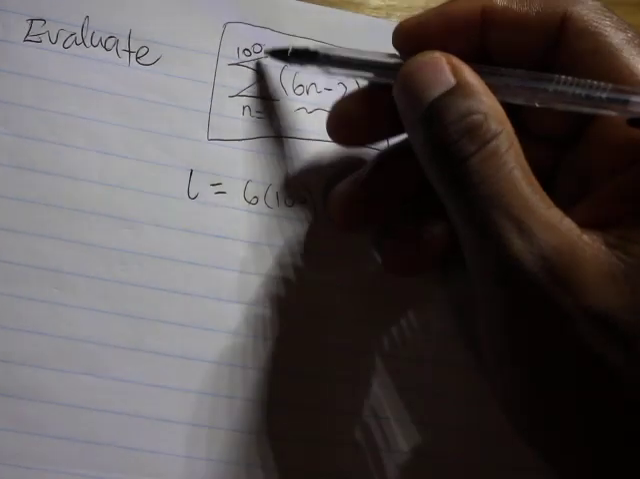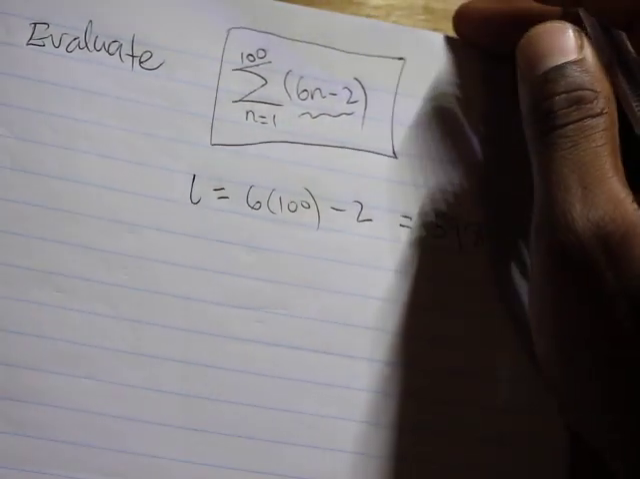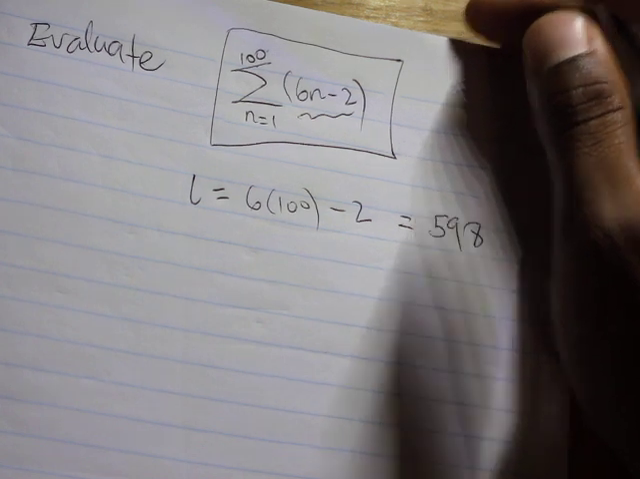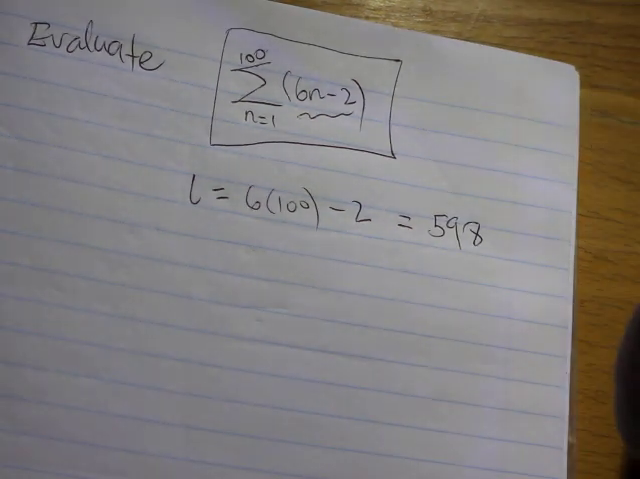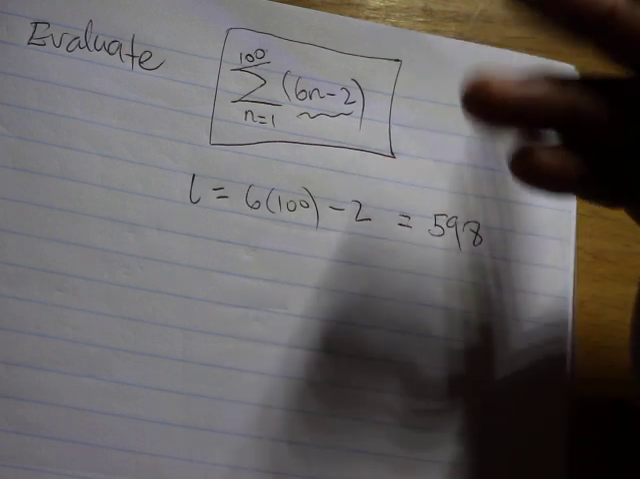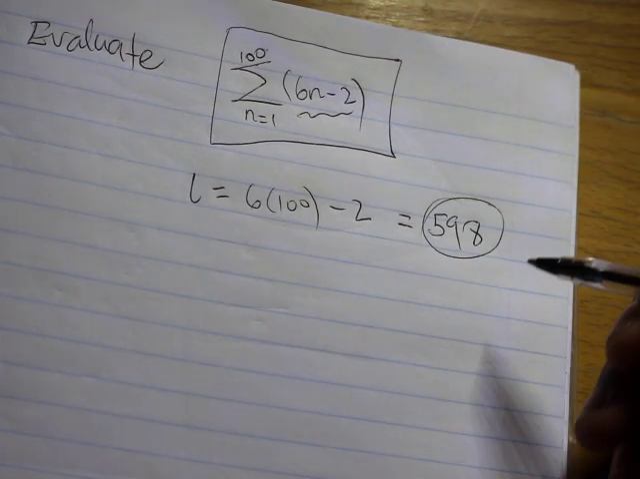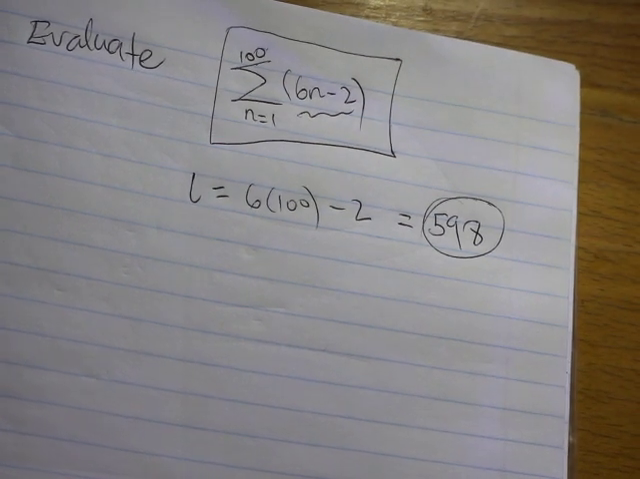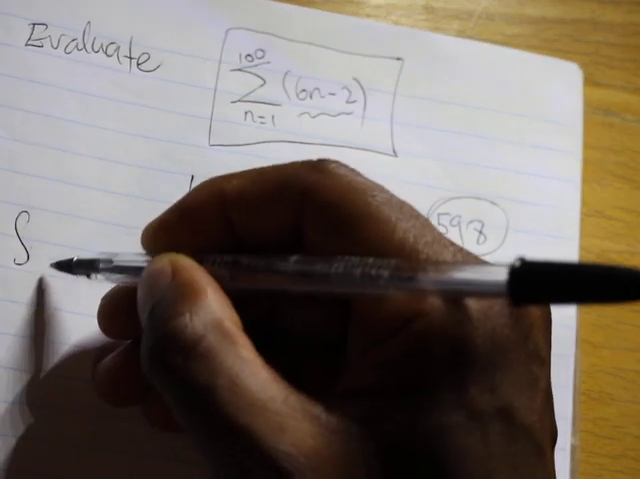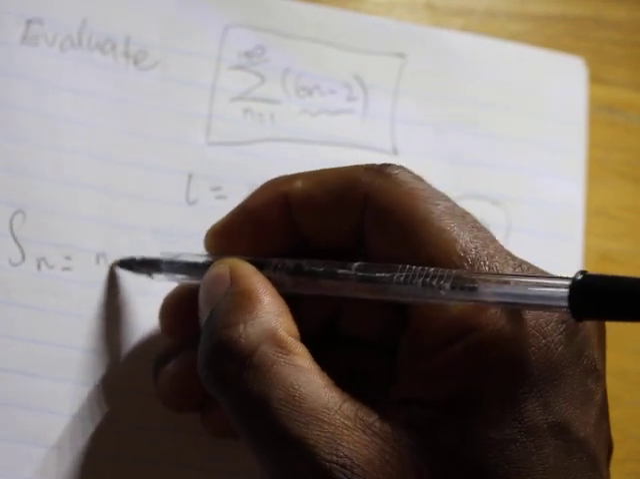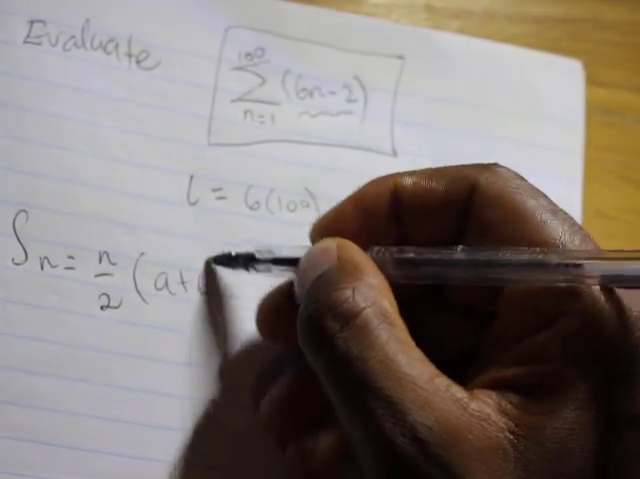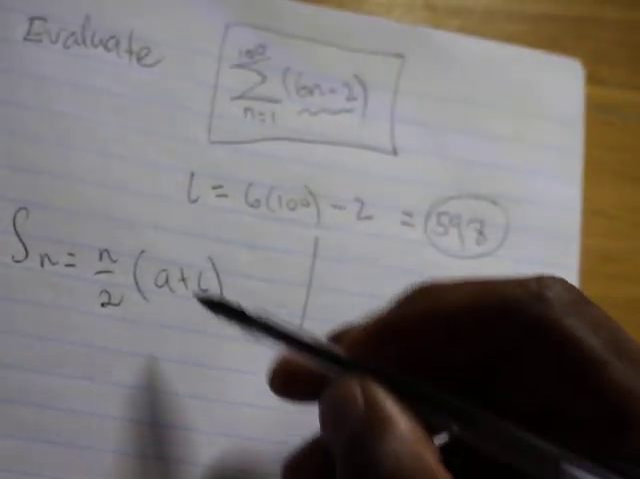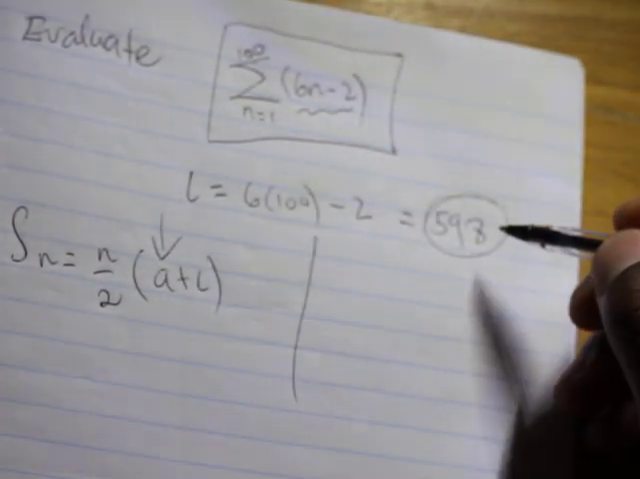All right, because remember 100 is the position for the last term. Okay, and then 99 is the position for the term just before the last term, and so on and so forth. So now if you've got the last term, guess what formula we're going to be using to find what we call the sum. Obviously, we're going to be using this formula: S_n equals n over 2 into a plus l, right?